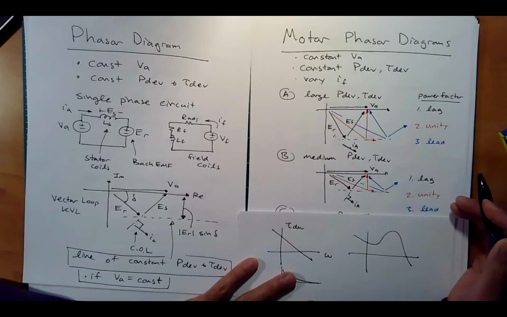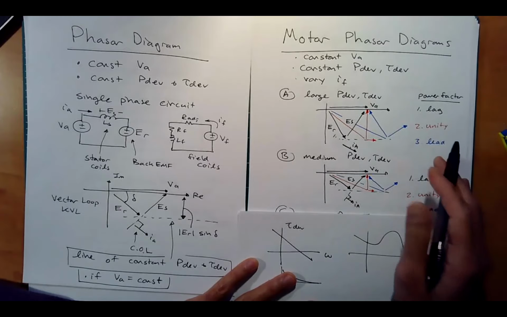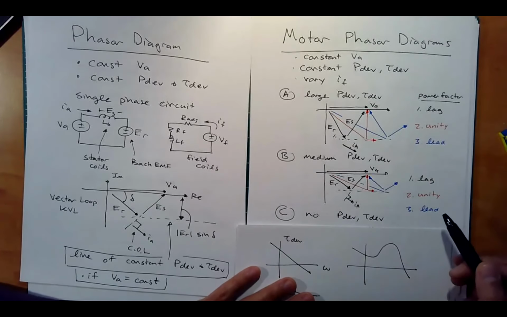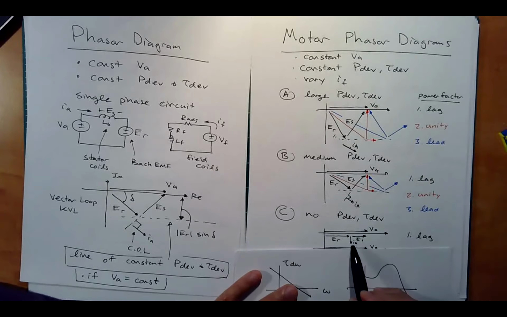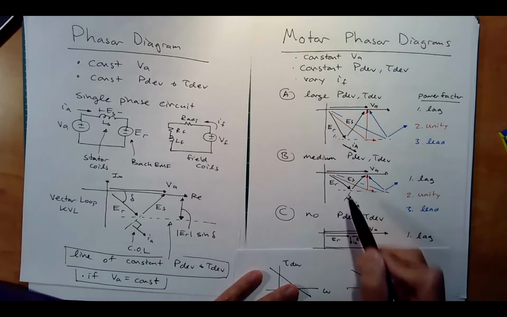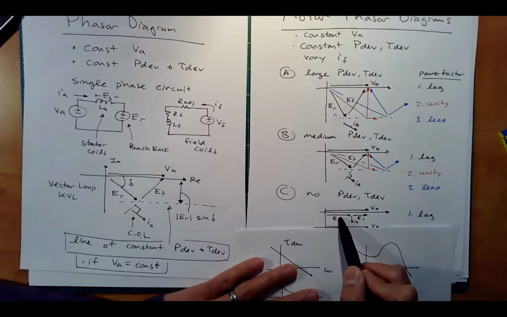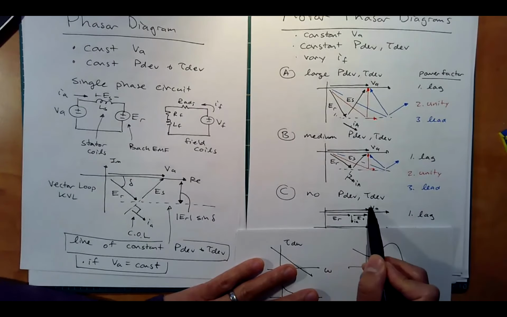Now let's go to an extreme situation, which is not plausible in real life, but let's say we have perfectly no power developed and torque developed, right? Well, what happens there? We don't have any torque angle, right? That torque angle goes to 0. And so now ER and VA are aligned. And if we have a small IF, ER is going to be a smaller magnitude than VA.